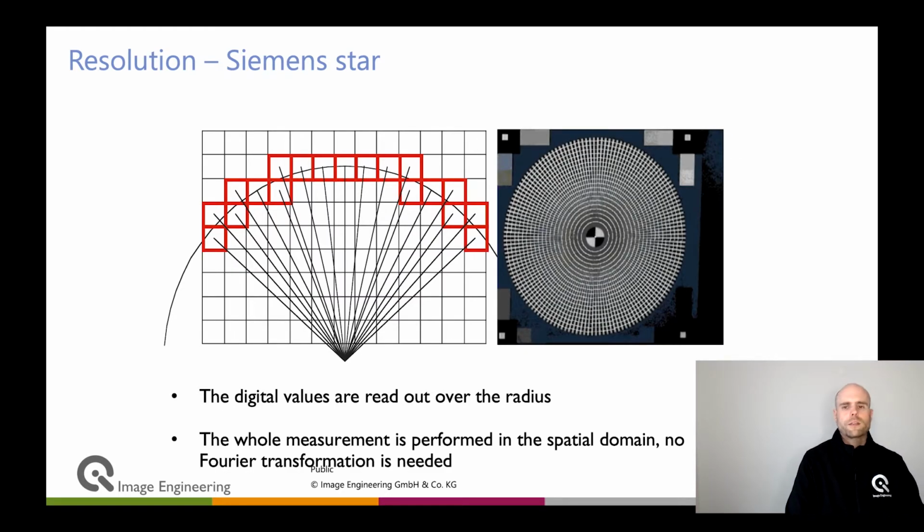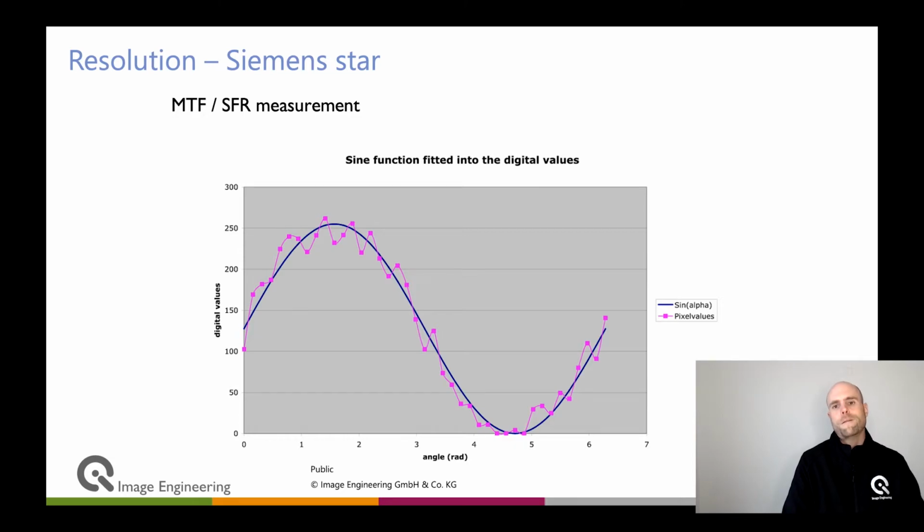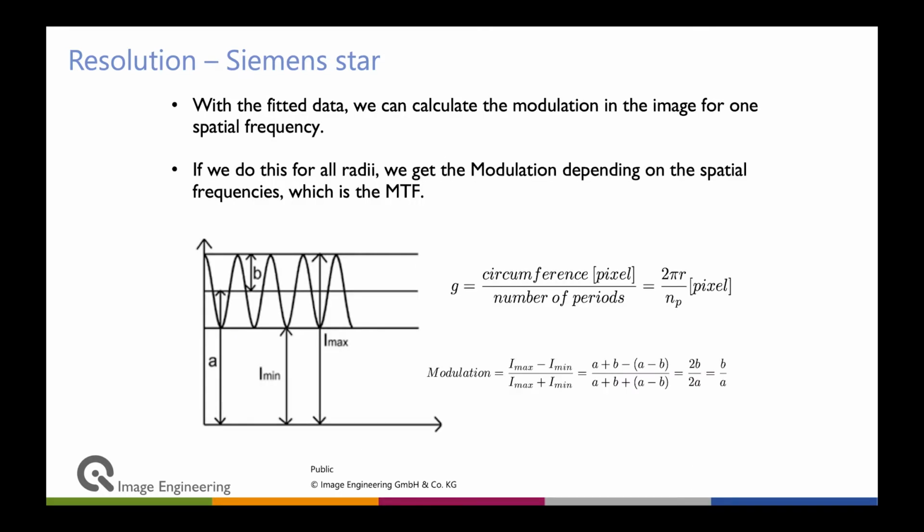So the core idea is we detect the center of the star and then we read out the digital values over the radius. If we have done that, we can fit a harmonic function, so a harmonic function that minimizes the error. And if we have that, we can calculate the modulation from that. So we have the modulation and we know the radius. The radius can be calculated into a spatial frequency. That means if we measure for all different radii, we have the measure for different frequencies. So that gives us now our MTF or SFR.